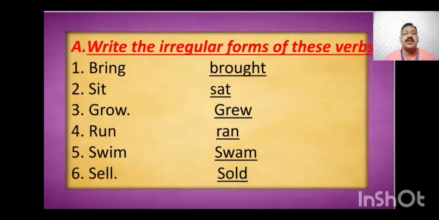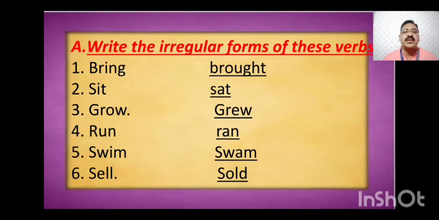Now children, the exercise part of this lesson, bit number A: write the irregular form of the verb. This means the verbs are in present form, which is going on now, but when you write the past form, that is called irregular form. We will see how to change the verb from regular to irregular form without using d or ed. Bring, brought. Bring is present form, past form is brought.